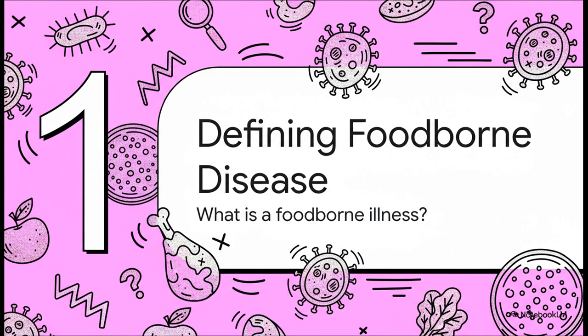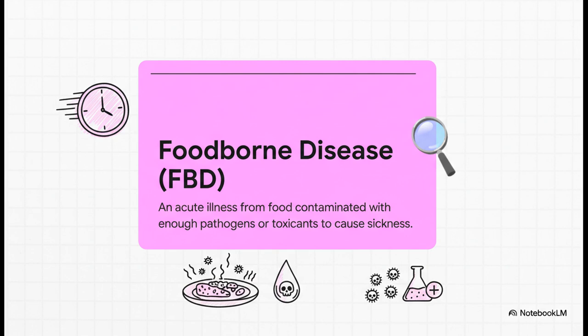Okay, first things first. Before we can even begin to talk about controlling these illnesses, we have to establish a clear, precise definition. We need to be on the same page about what we're actually talking about. So, here it is. A foodborne disease is an acute illness. That means it usually comes on pretty quickly. It's linked directly to eating food that's been contaminated with something harmful, either a living pathogen or a chemical toxicant.